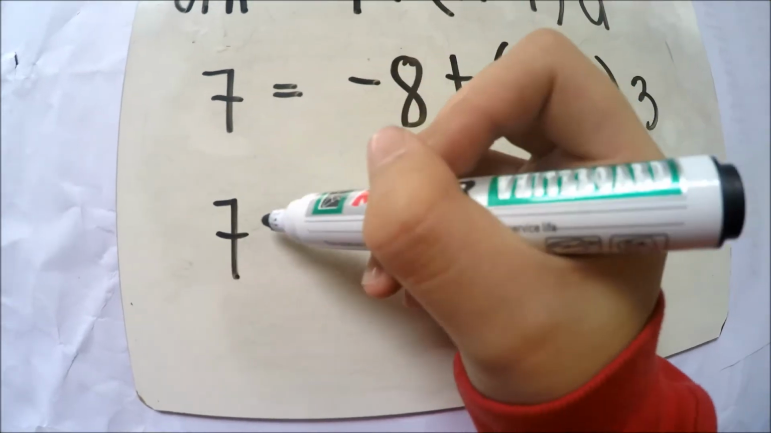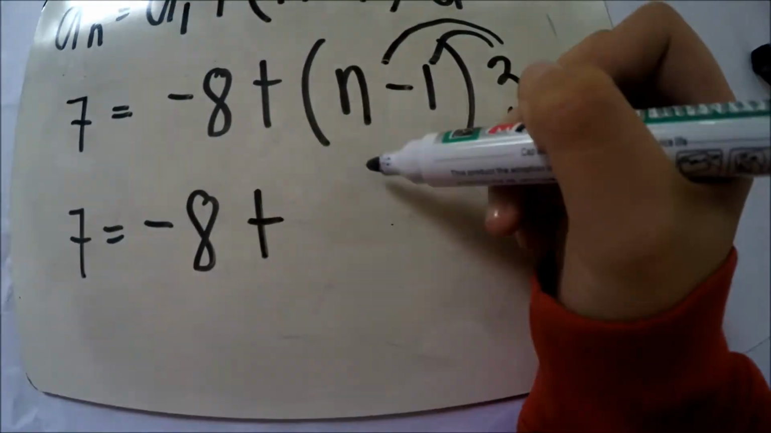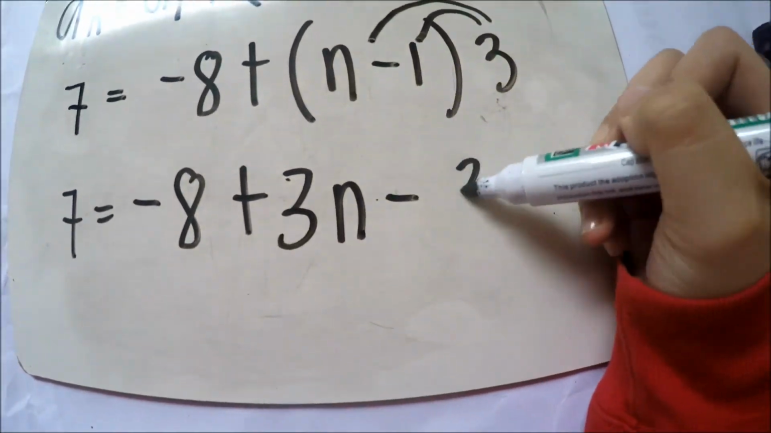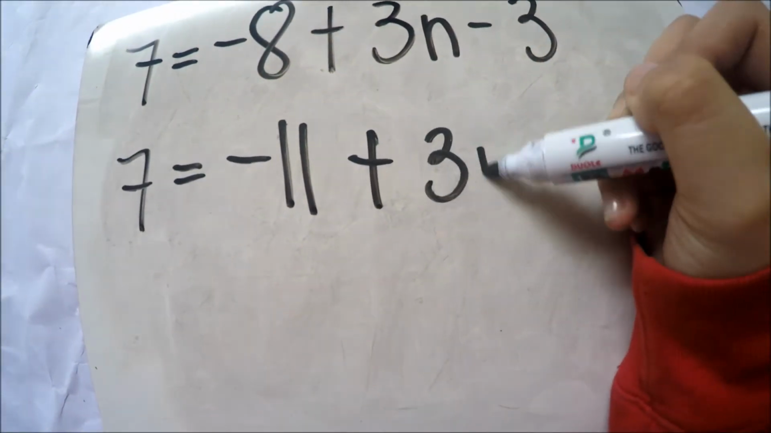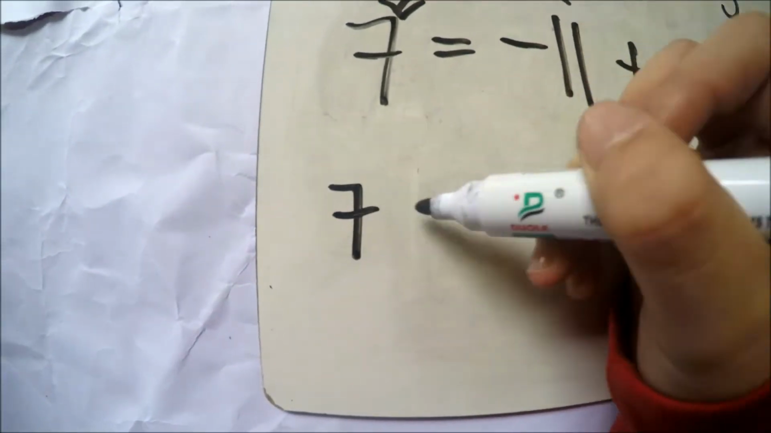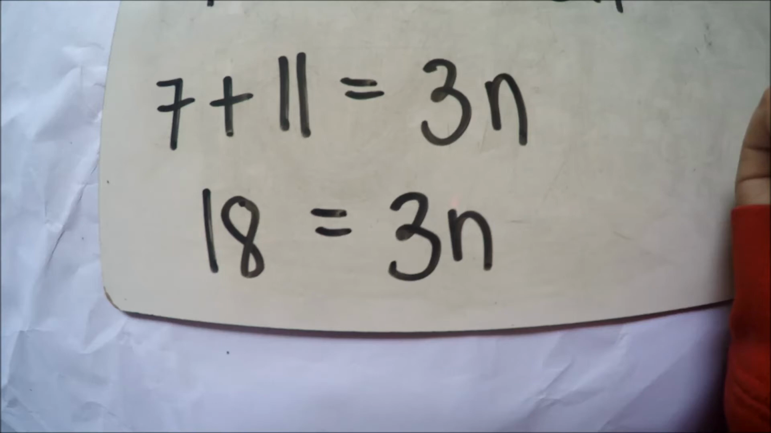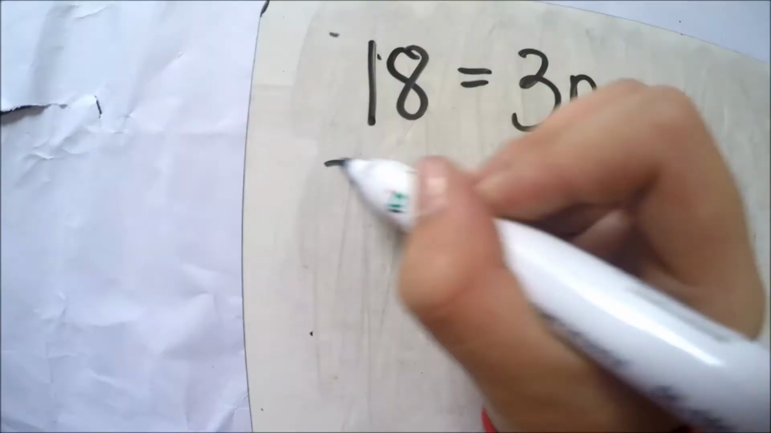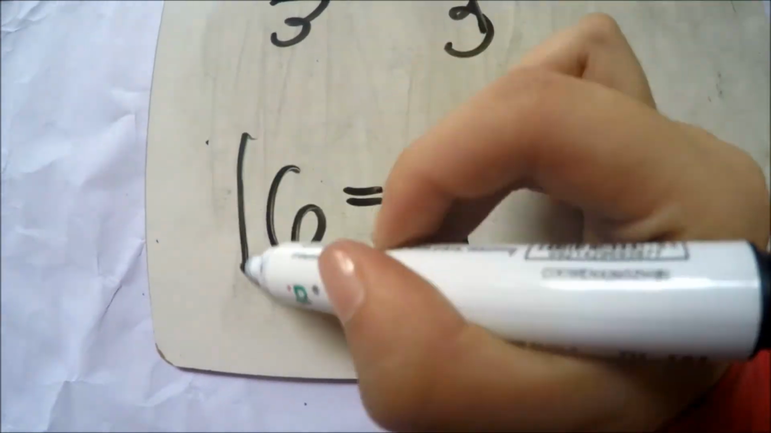Next step, distribute 3 to the terms inside the parentheses, and there you have 3n minus 3. Add like terms. Add negative 8 and negative 3, you'll have negative 11. Then transfer negative 11 beside 7 and change the sign for you to be able to eliminate 3. Add 7 and 11, you'll get 18. Then eliminate 3 by dividing both sides by it, and there you have 6 as your n, or the number of terms.